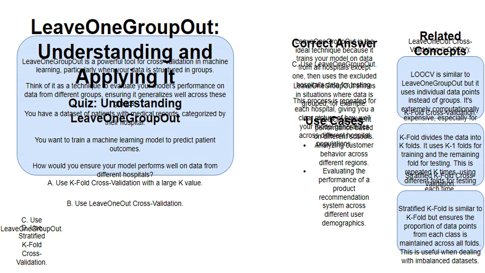True. Leave one group out is the ideal technique because it trains your model on data from all hospitals except one, then uses the excluded hospital's data for testing. This process is repeated for each hospital, giving you a clear picture of how well your model generalizes across different hospital populations.